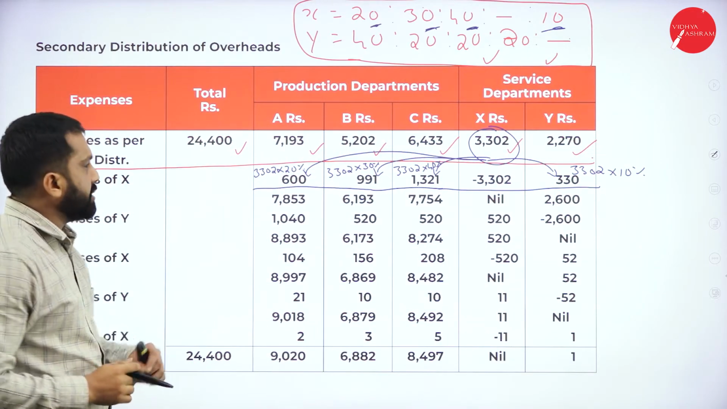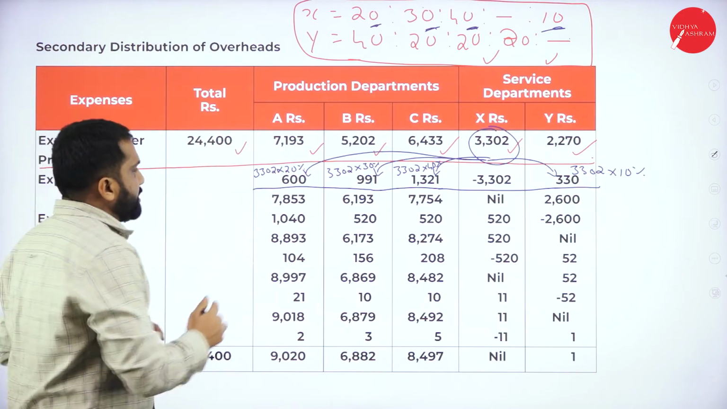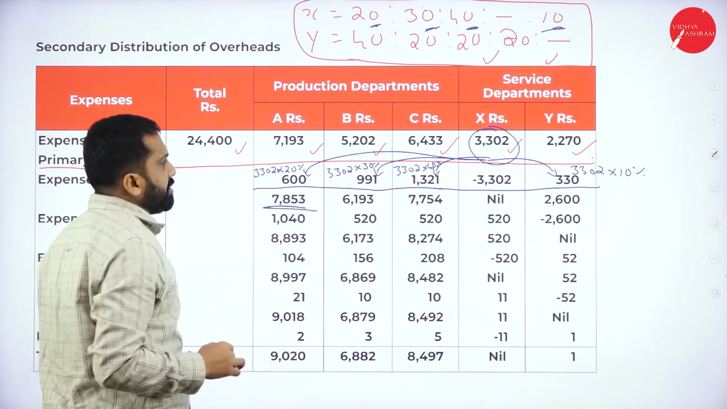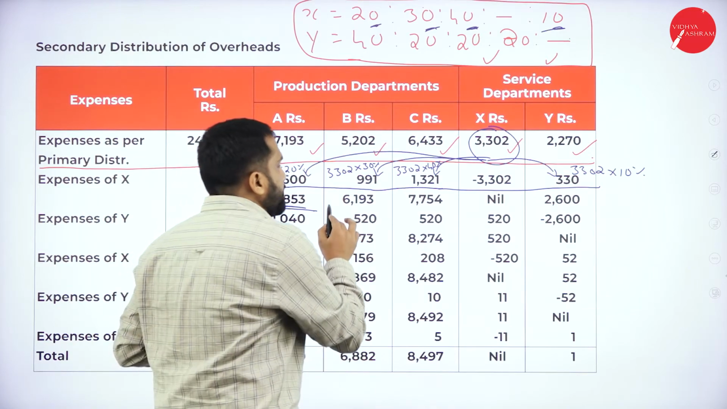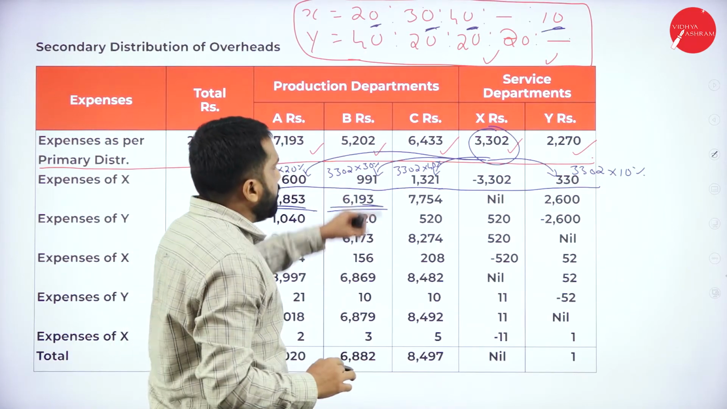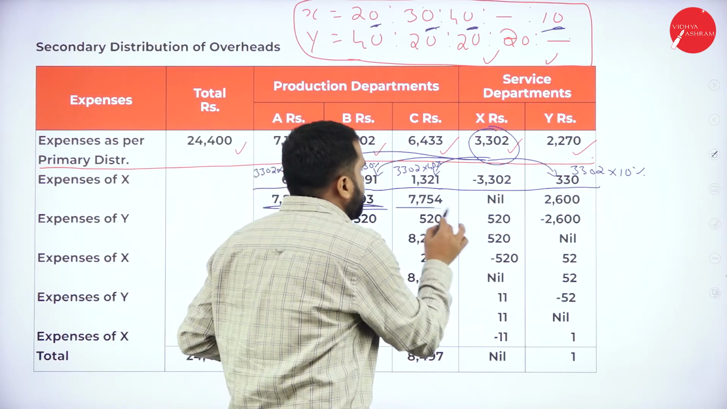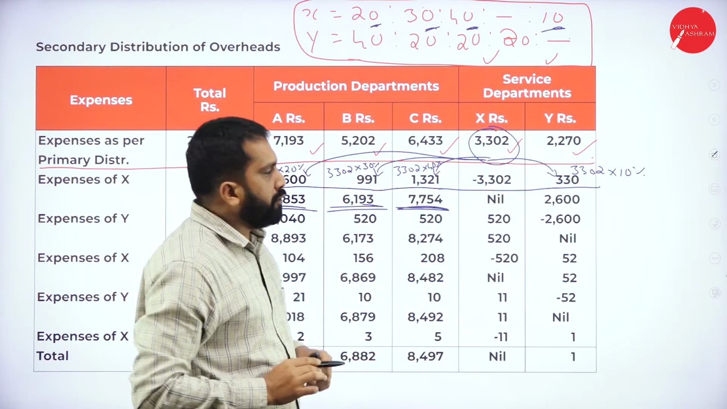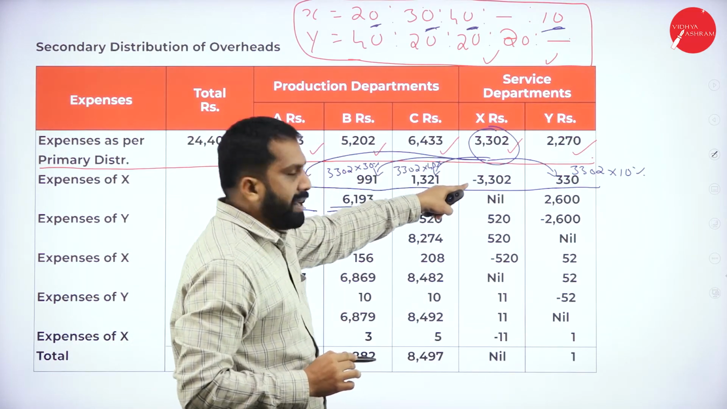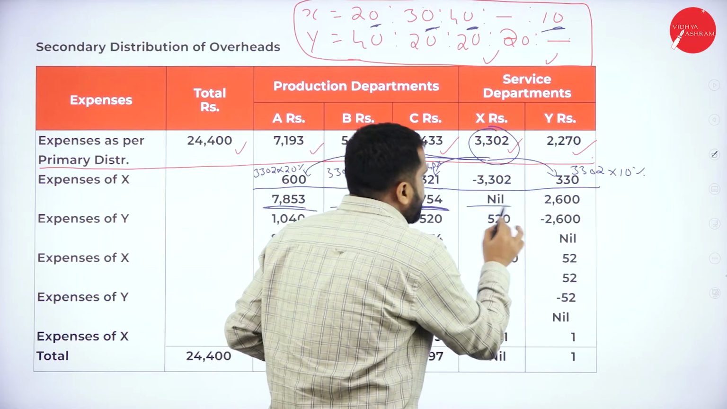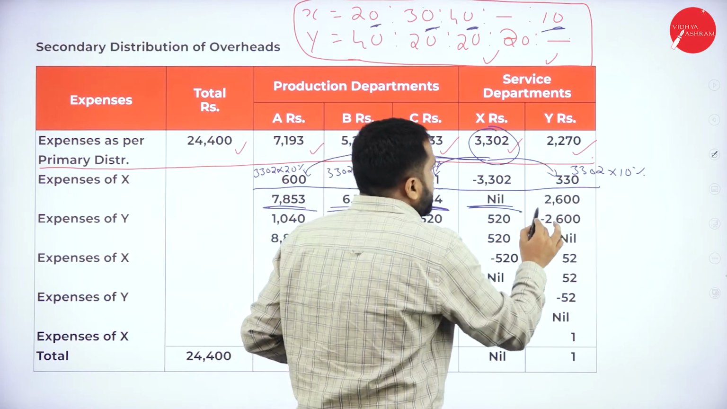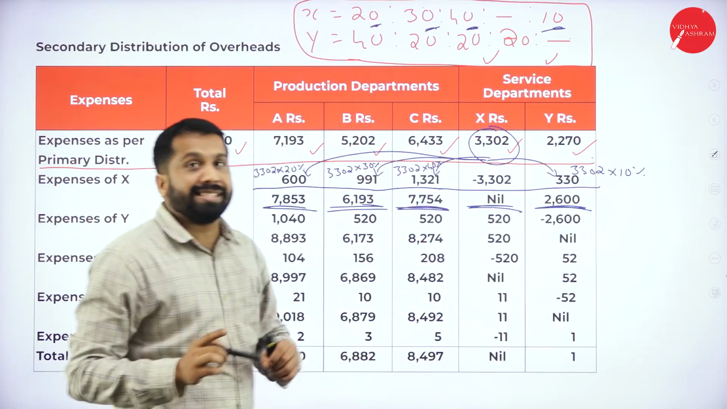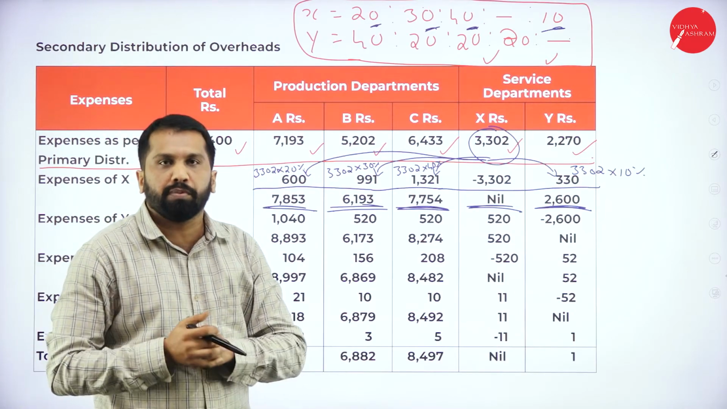Hope you are clear. As this plus this, 7853. This plus this, 6193. This plus this, 7754. This minus this, it will become 0. This plus this, it will become 2606. Hope you are clear.